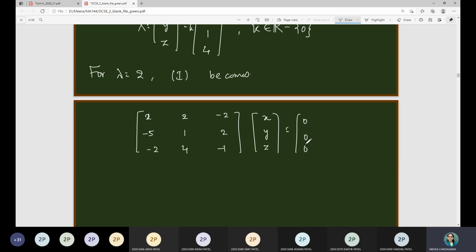is equal to 0, 0, 0. So apply any of the methods and quickly find out the solution of this system, and let me know the answer if you are getting it.